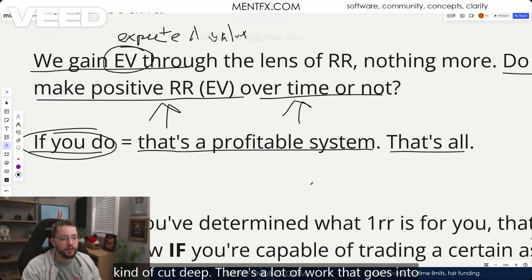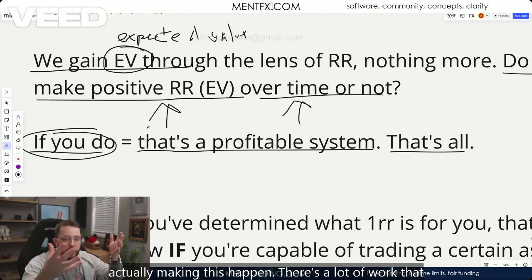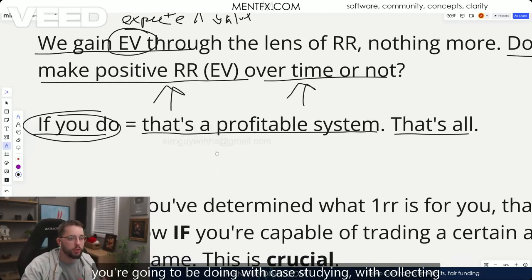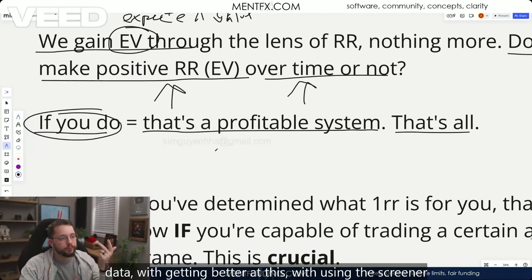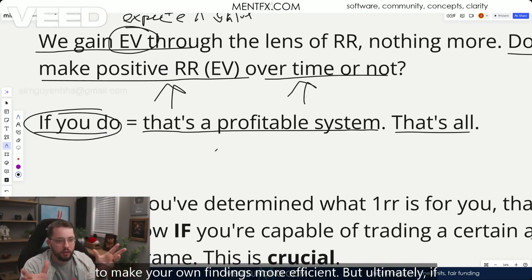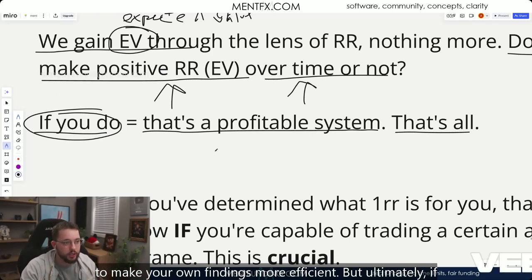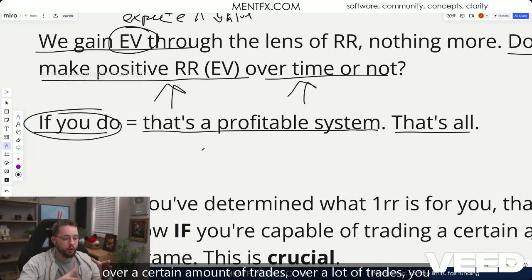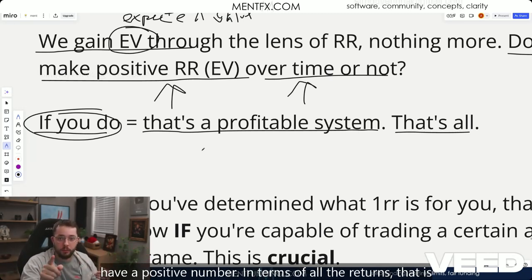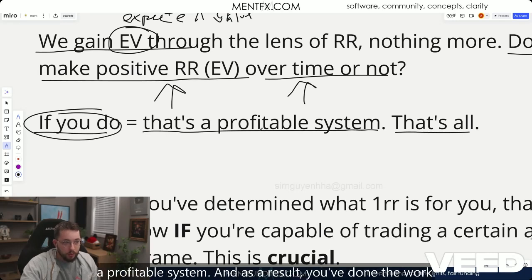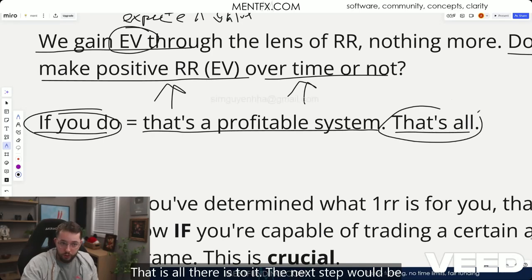I really want this to kind of cut deep. There's a lot of work that goes into actually making this happen. There's a lot of work that you're going to be doing with case studying, with collecting data, with getting better at this, with using the screener to make your own findings more efficient. But ultimately, if over a certain amount of trades, over a lot of trades, you have a positive number in terms of all the returns, that is a profitable system. And as a result, you've done the work. That is all there is to it.